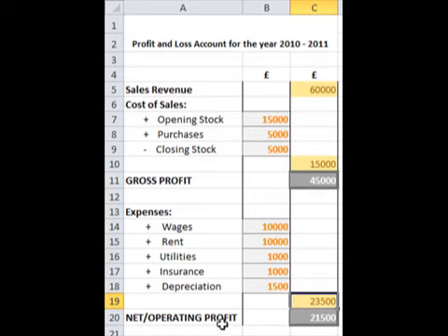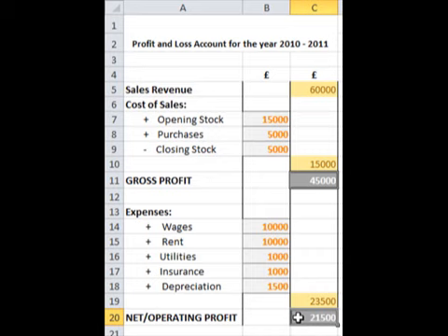To get our net and operating profit, we must take our gross profit, which was £45,000, and take away from this our total expenses, which was £23,500. This gives our final net or operating profit of £21,500.